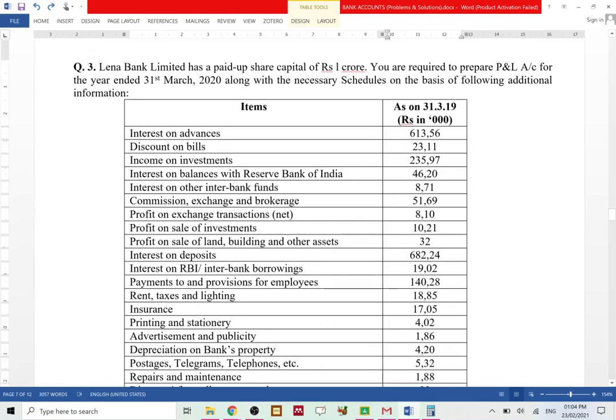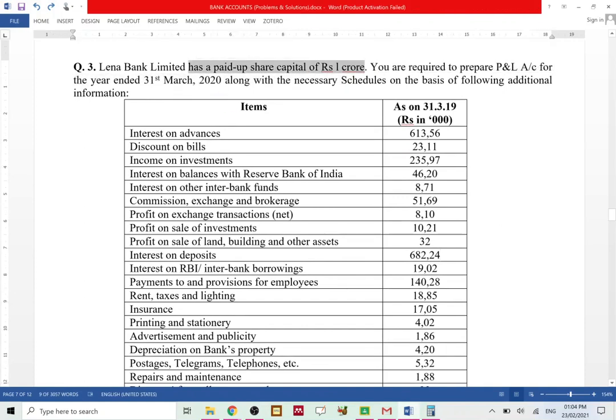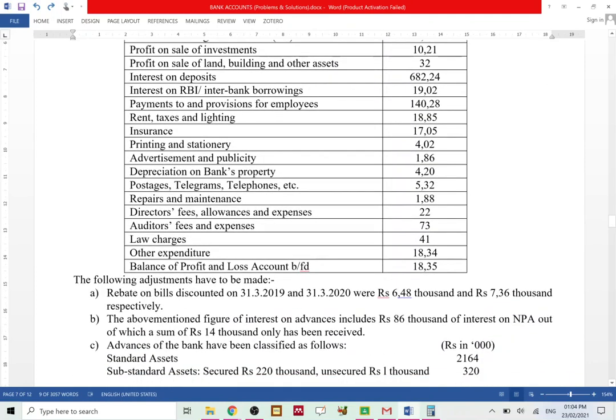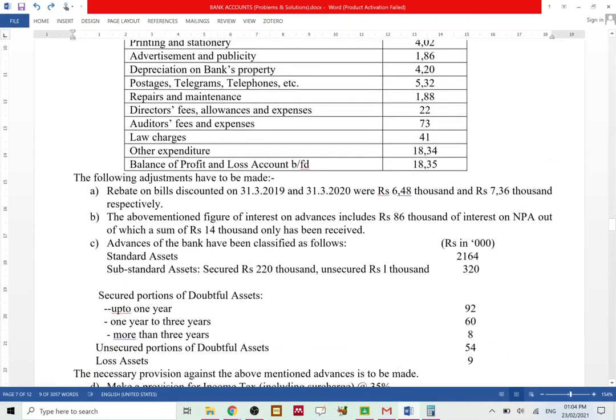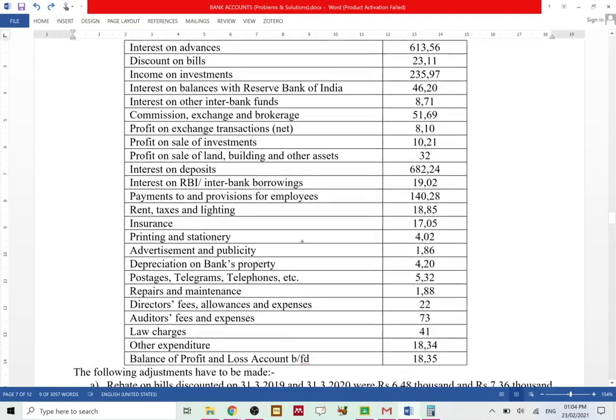So this is problem 3 and accounts for Lena Bank Limited. Paid up share capital is given to you and certain other schedules have been provided. This is again a profit and loss related problem where you have to prepare the P&L account based on all this information that is provided.